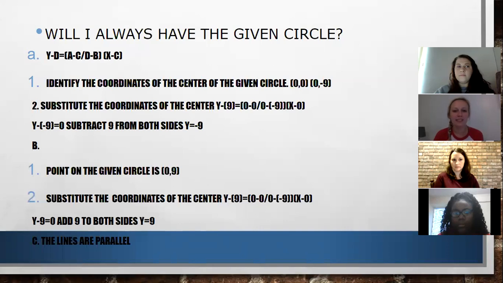Will I always have the given circle? Yes, you'll always need the given circle to be able to identify the coordinates of the center, sorry.